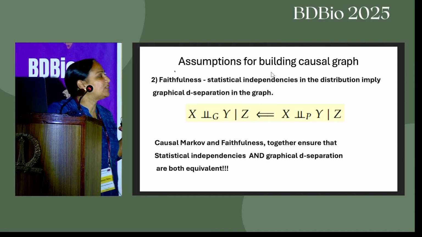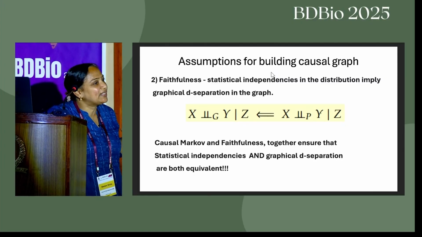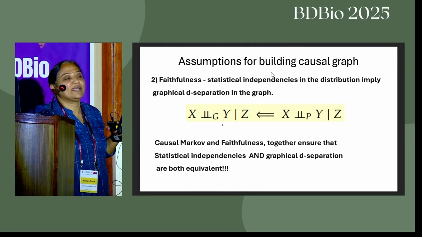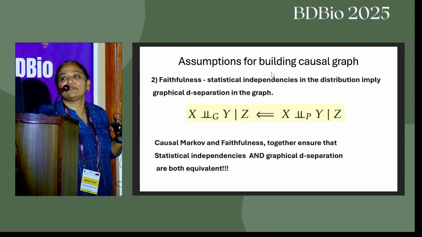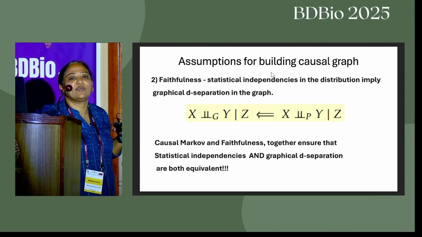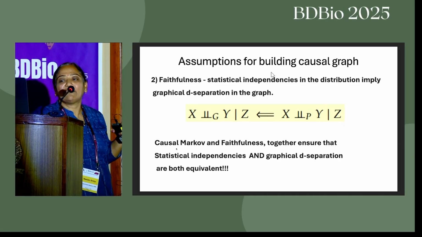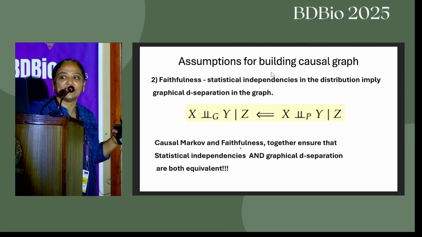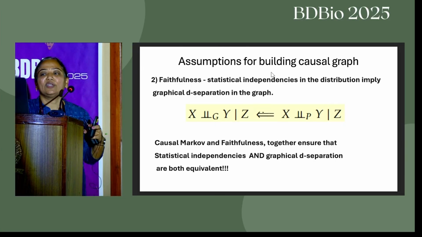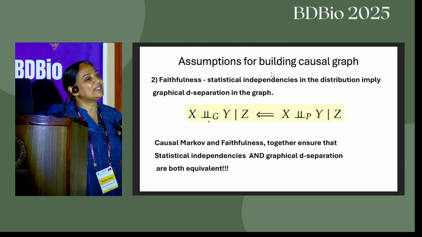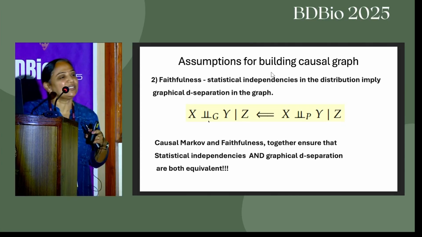The second is faithfulness. What does it mean? If we are seeing independence in the probability distribution, it should imply that there is independence in the graph also, that there is separation in the graph. So this is faithfulness. If both are satisfied, the implication goes both ways. If I have causal Markov and faithfulness together, then it ensures an if and only if. If I know there is separation in the graph, it means there is independence in the probability distribution. If I know there is independence in the probability distribution, there is separation in the graph.